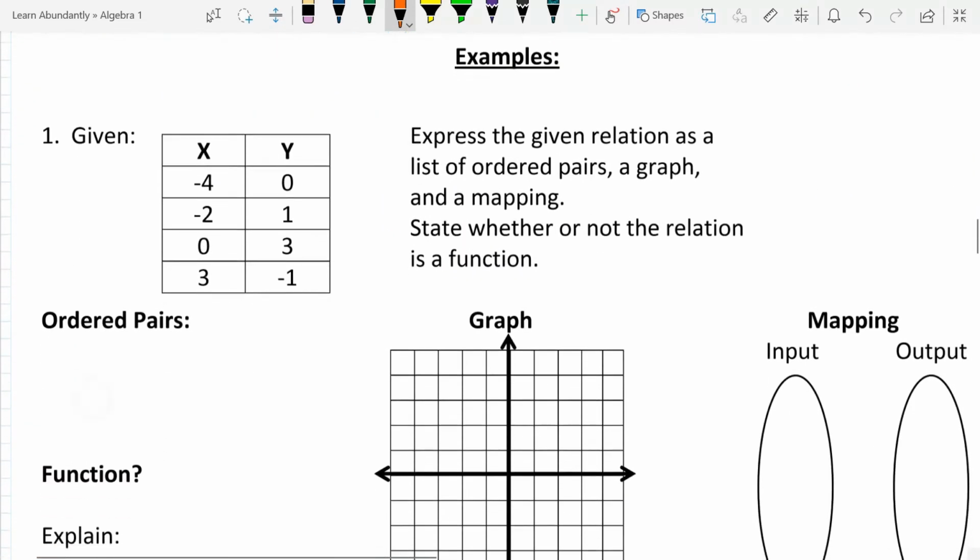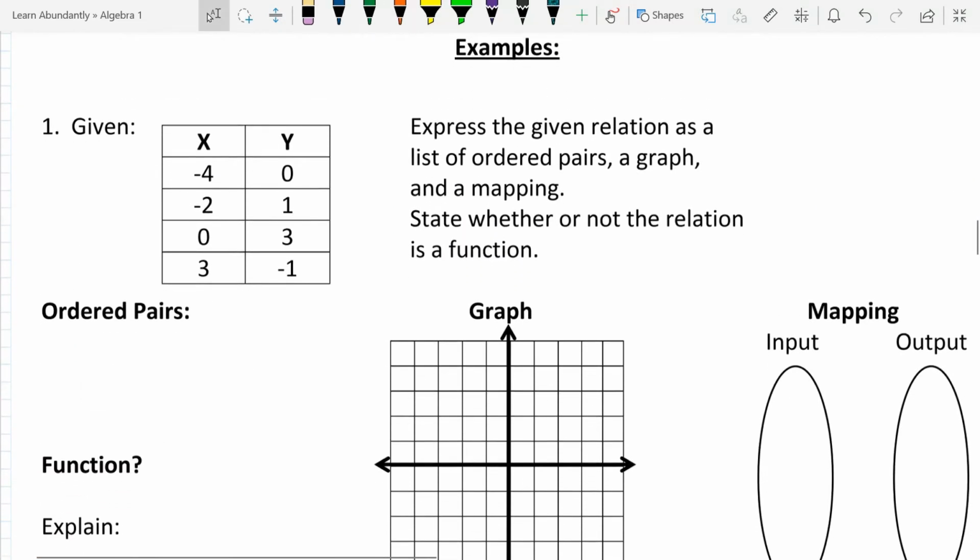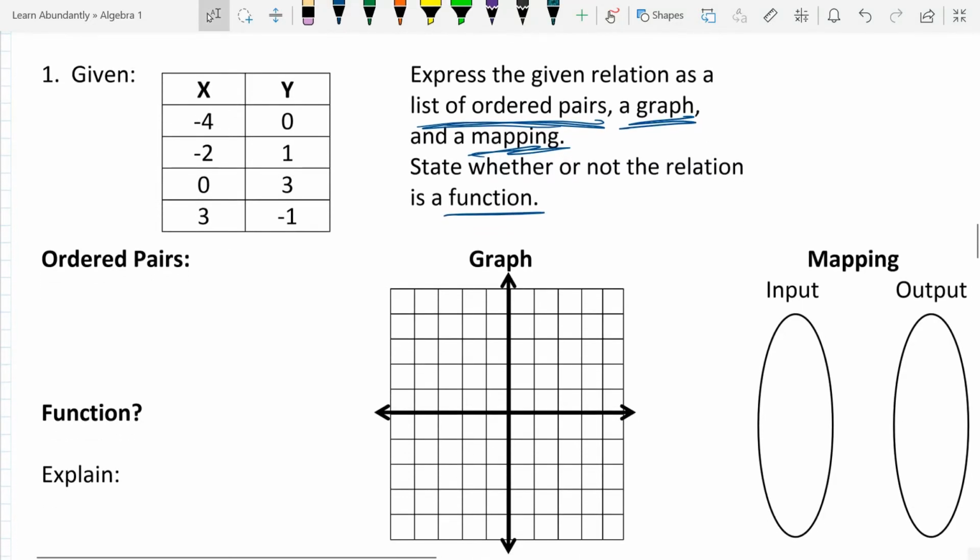Let's look at some examples. I'm going to go ahead and just run through a few of these. The first one, we have a table. We're given a table, and what we need to do is represent it as a list of ordered pairs, a graph, and a mapping. And then we're going to say whether it is or is not a function. So first thing I'm going to do is take my x's and y's in my table, and make a list of ordered pairs. I'm going to think about them with parentheses around each one and with commas in between each one.